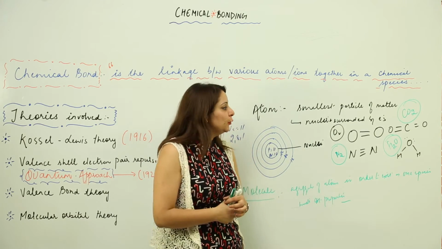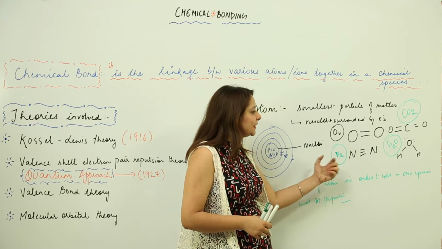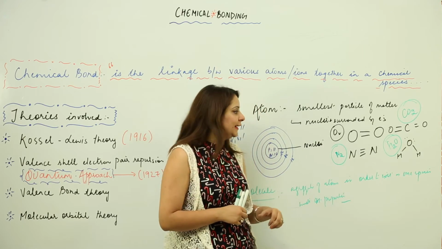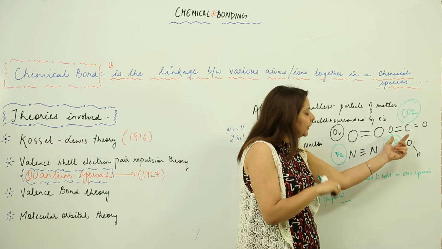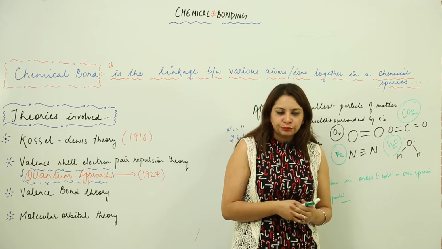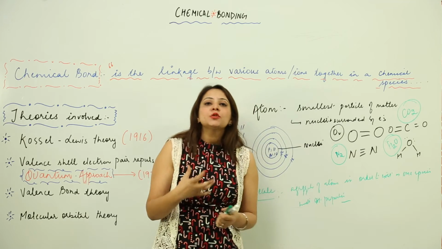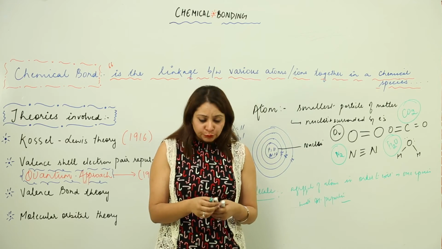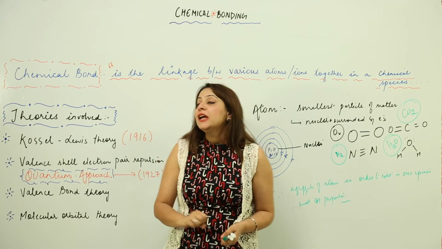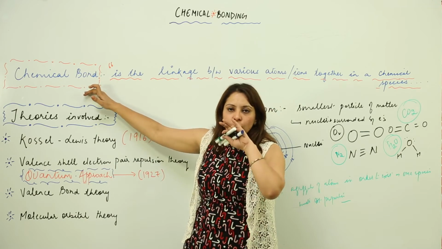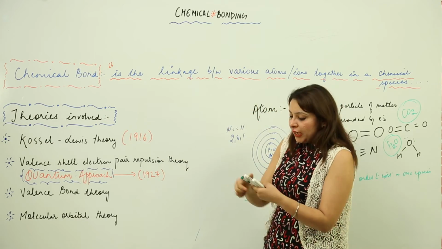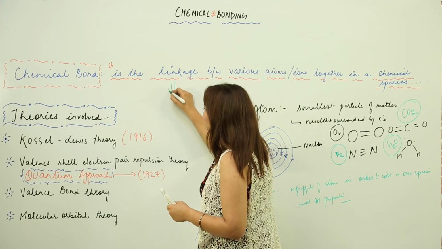Now, I have given you many examples related to the molecule. Here you can see that 2 atoms are combined with each other. 2 nitrogens combine to form one chemical species. Here 1 C and 2 O combine to form one chemical species. 1 O and 2 H combine to form one chemical species. So how are they linked up? The linkage which is holding the atoms together in the molecule is called a chemical bond. So what is a chemical bond? It is the linkage. And what is that linkage actually?